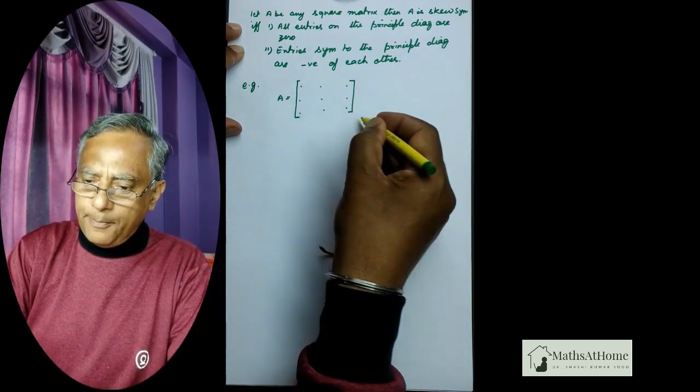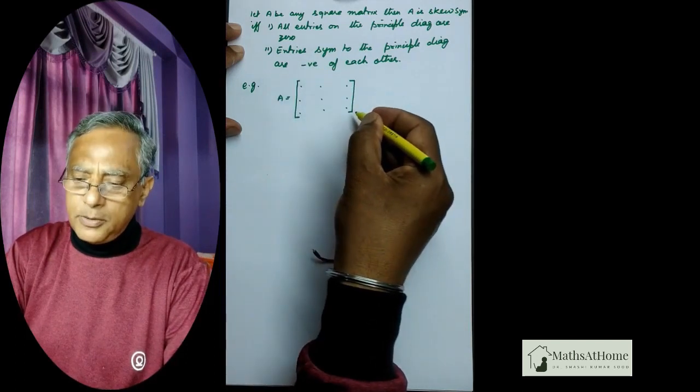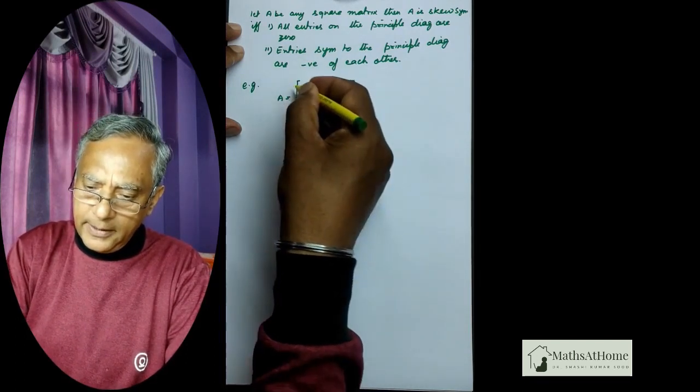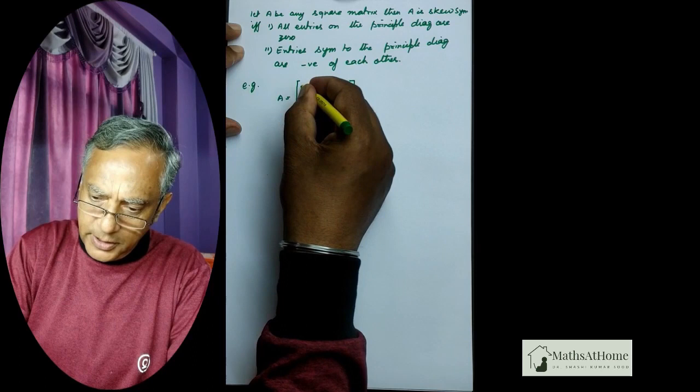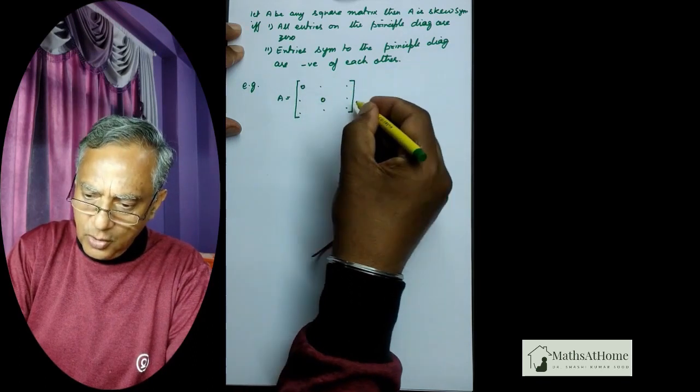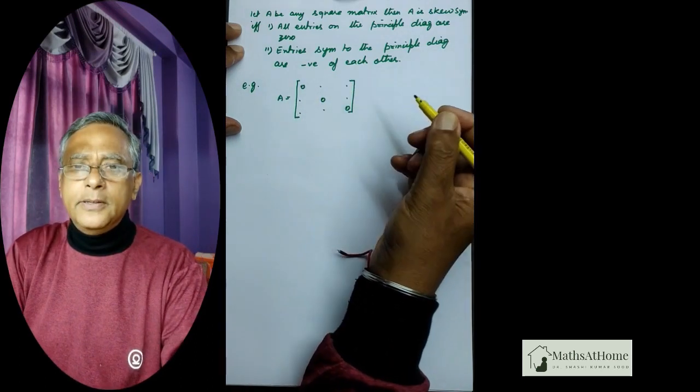All entries on the principal diagonal must be 0. This is the principal diagonal. So this entry must be 0. This entry must be 0. This entry must be 0.